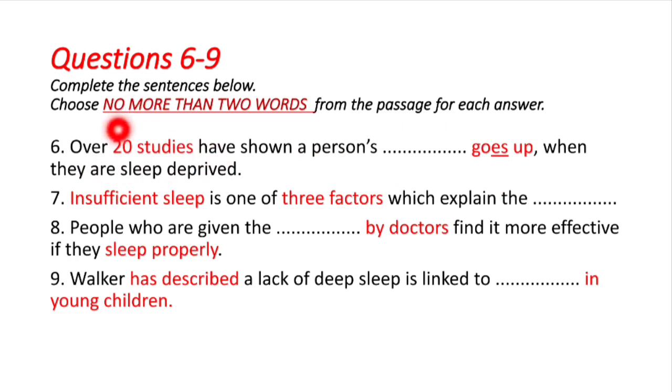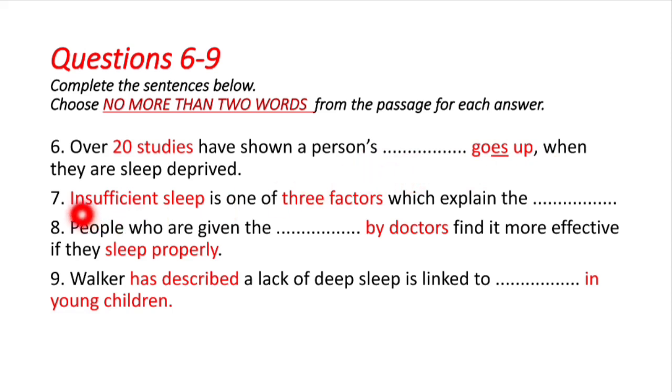Have a look. Over 20 studies have shown a person's something goes up when they are sleep deprived. So have a look at 20 studies, right? And have a look at this word as well, goes up. So you should find the results of 20 studies or even more than 20 studies, and it should show us person's something goes up when they are sleep deprived, which means when they sleep less, right? And if you have a look at this, it is a kind of singular verb, goes up, which means the answer of the sixth one is going to be something in singular, okay? Singular noun is going to be the answer.